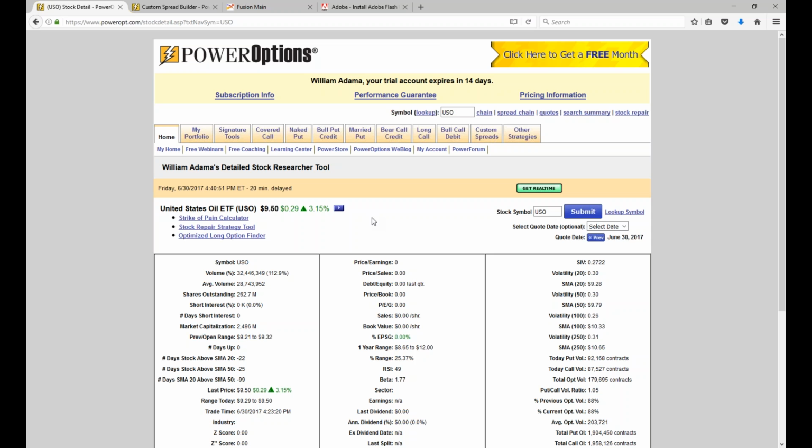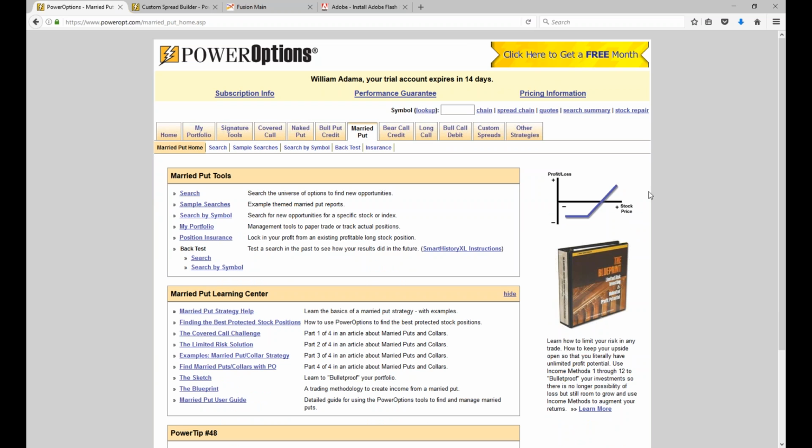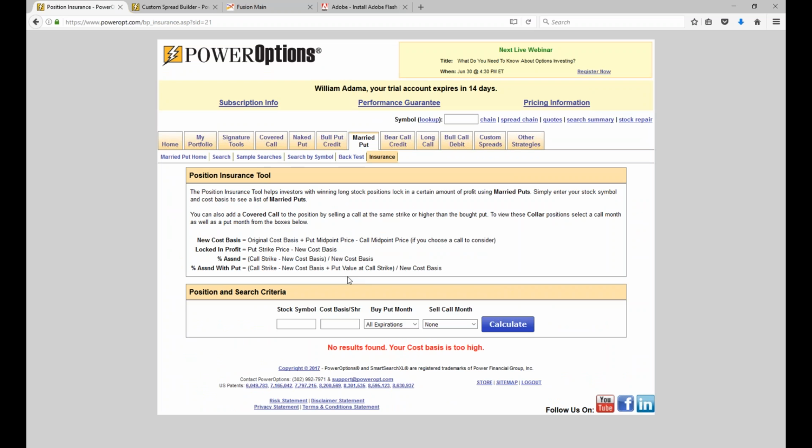So first, let's take a look at this. When I have a gain in an underlying security, a couple of things that I'll do first is I might go to the married put menu, which relates to the radioactive trading techniques. I'm going to go to insurance. What this tool allows me to do is see what puts I could buy against the position that I have an unrealized gain in. So let's use USO, and you have a cost basis of 8.76. And to start off, I'm going to leave it at all expirations. So let's go ahead and hit calculate.